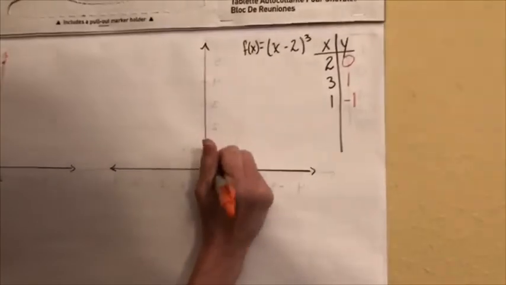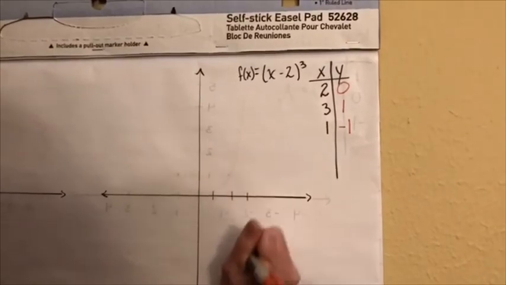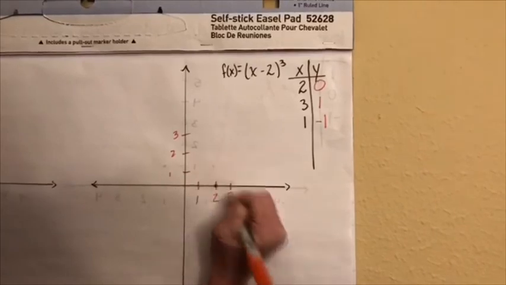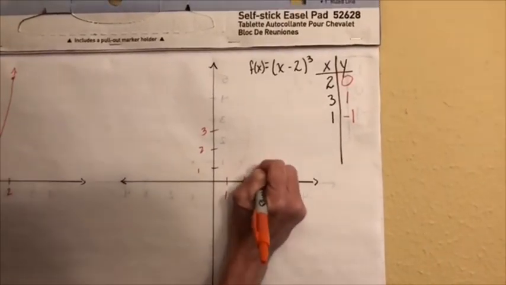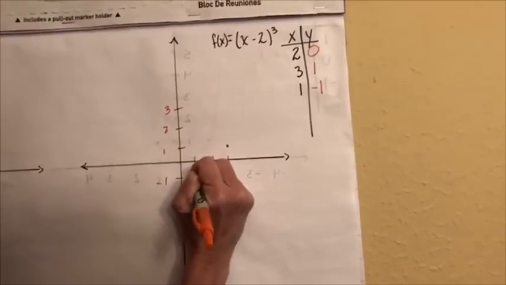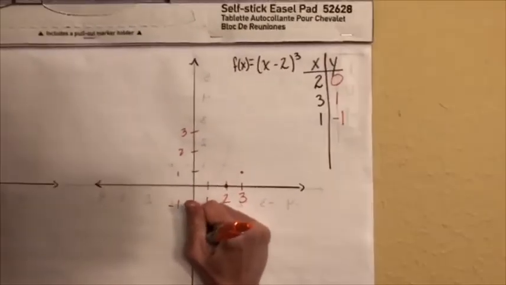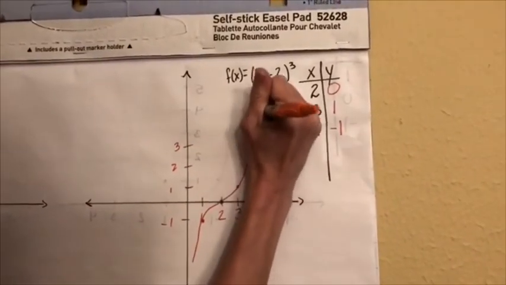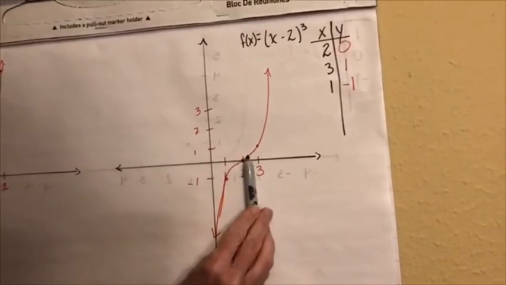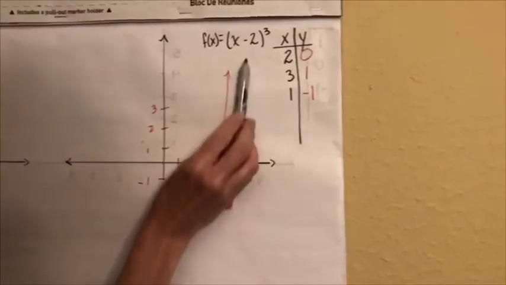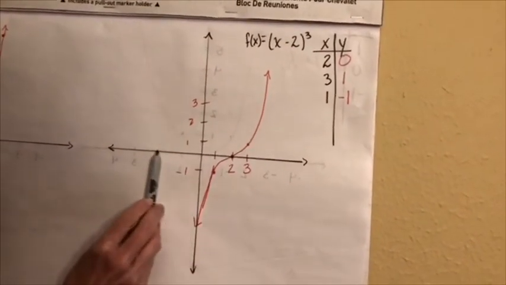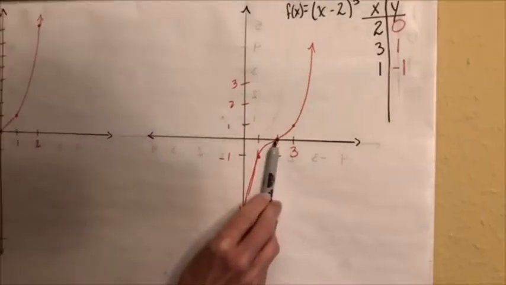Okay, so let's graph this. When x is 2, y is 0. When x is 3, y is 1. When x is 1, y is negative 1. And we can see that we have the same looking function. It's just been shifted over to the right. Now, something to think about. What if this were a positive 2? x plus 2, believe it or not, is going to shift over to the left instead of the right.